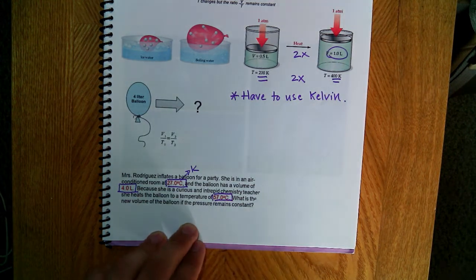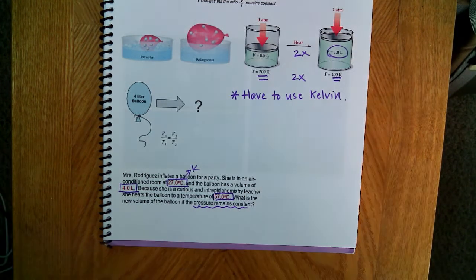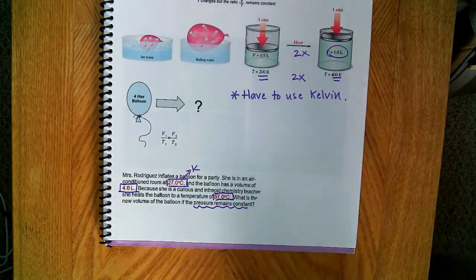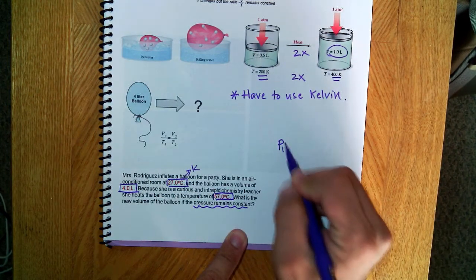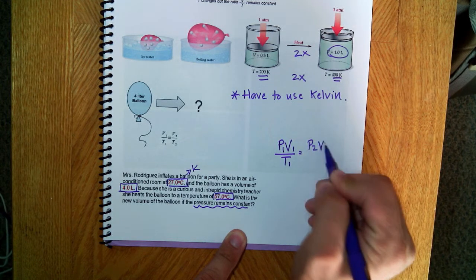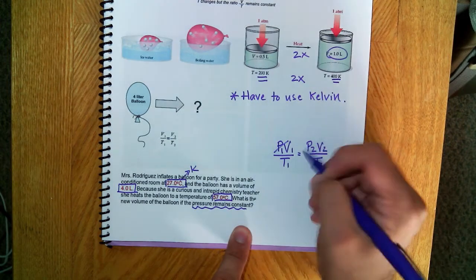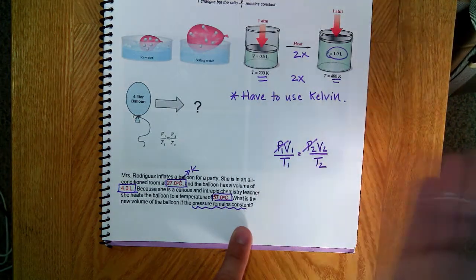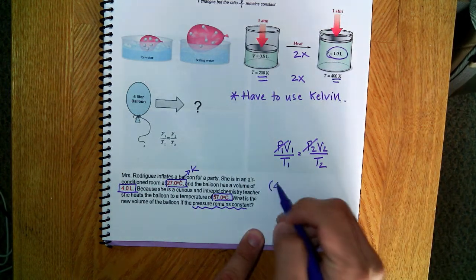What is the new volume of the balloon if the pressure remains constant? They do say that, so that's an indication that it is Charles's law. Remember that we can always start with the combined gas law, which we were introduced to in the next chapter, but you know it now, so you can use it, and then cross out anything that's held constant because it would be the same value on either side, and you're left with the law to use, which is Charles's law. So we want to plug in our initial values.